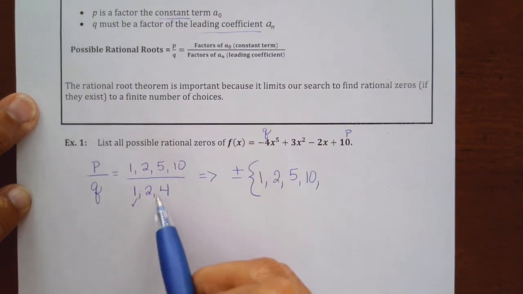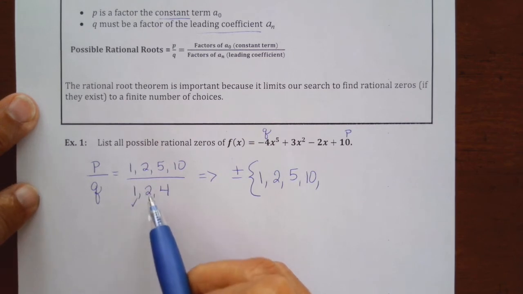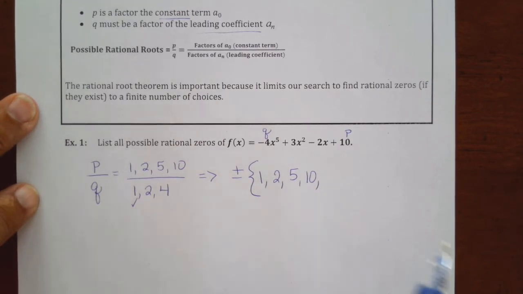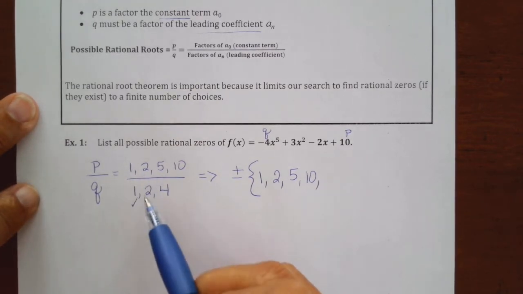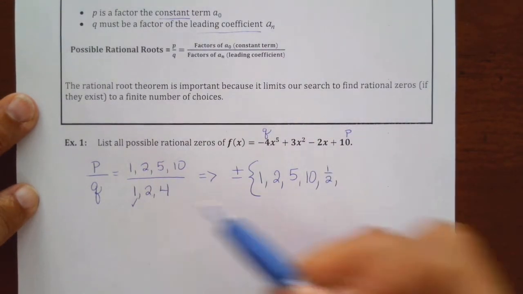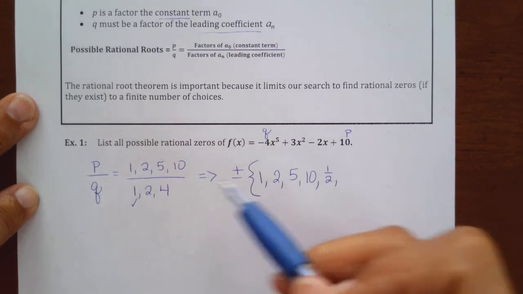Now I'm going to take each of these numbers and divide by 2. 1 divided by 2, 2 divided by 2, 5 divided by 2, 10 divided by 2. And if you get a number that's already in your list, you don't need to write it down again. So 1 divided by 2 is 1/2. 2 divided by 2 is 1, and I already have that, so I don't need to write it down again.